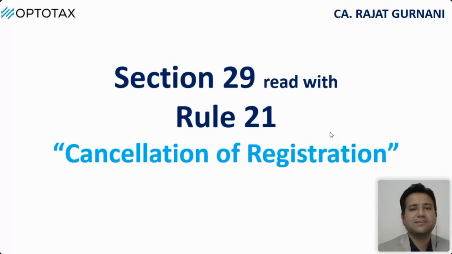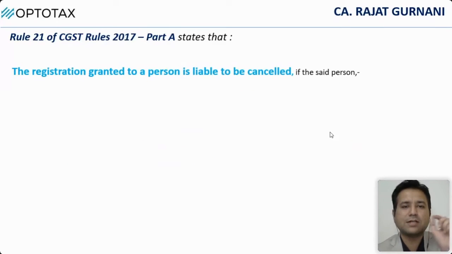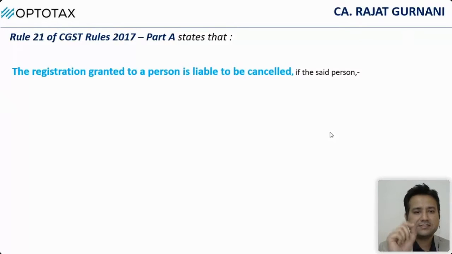Section 29 read with Rule 21, cancellation of registration. What does this section say? What does this rule say? Now, Rule 21 of CGST Rules 2017, Part A. It states that this is the earlier section, earlier rule. No amendment in this slide.